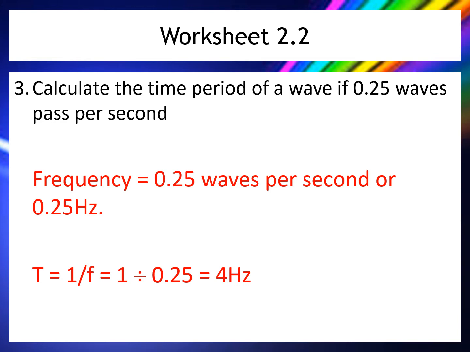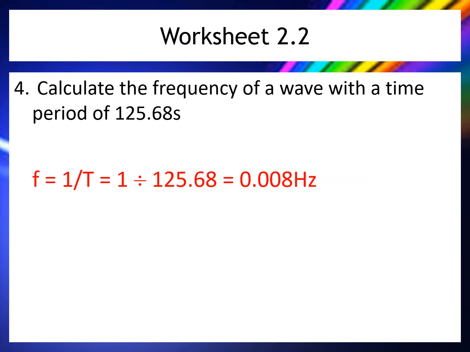Here the question identifies that there are 0.25 waves per second, so frequency is 0.25 Hertz. Don't be put off by the fact that the number is less than 1. Again, we put the numbers into t equals 1 divided by f. 1 divided by 0.25 equals 4 Hertz.